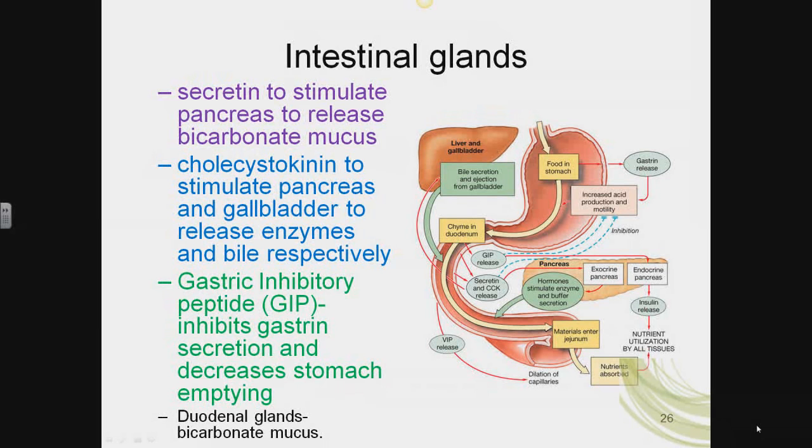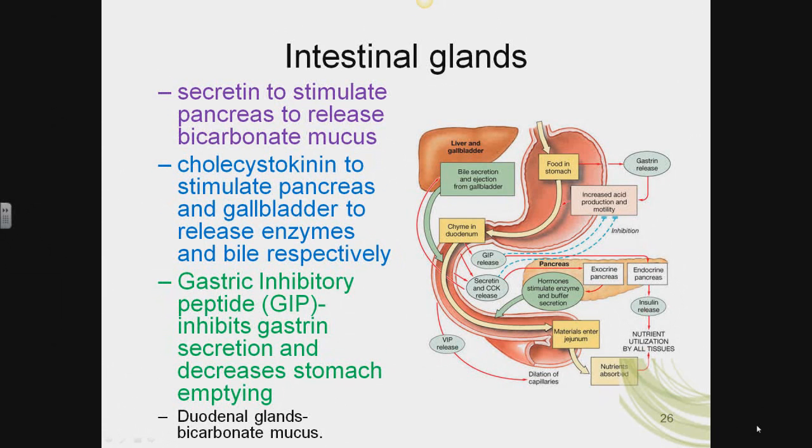The remaining 3 hormones are secreted by intestinal glands of the small intestine, specifically found within the duodenum and or the jejunum. Secretin is secreted by the duodenum in response to acidic gastric juice emptying into the duodenum. Secretin promotes pancreatic secretion of bicarbonate mucus from the pancreas. This will help neutralize the hydrochloric acid from the stomach.